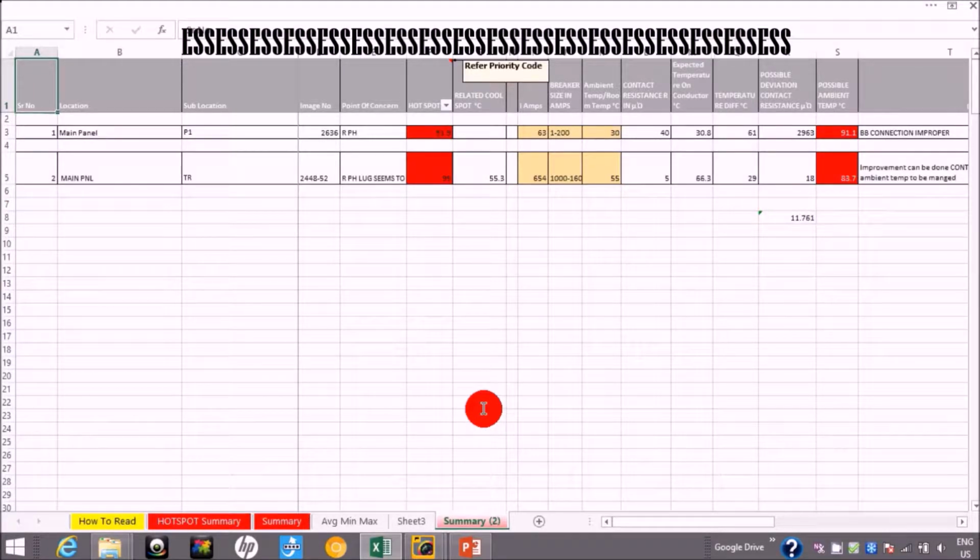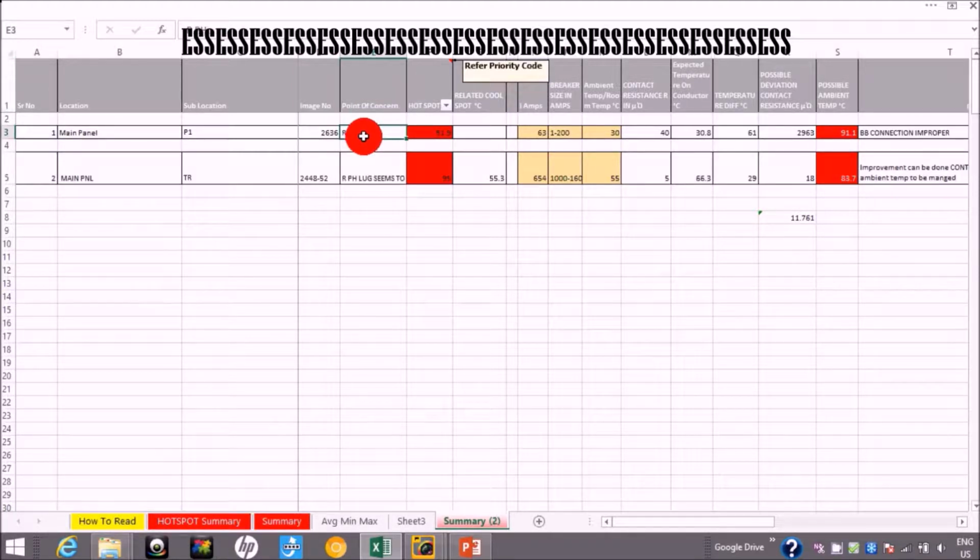So this is basically an Excel based tool that you must be able to understand. The first one is serial number, the second one is the location, that is main location, then that is sub location, that is feeder name, and then we give an image number, wherein you can refer to what is exactly happening on the thermal image, and then point of concern that we mention.